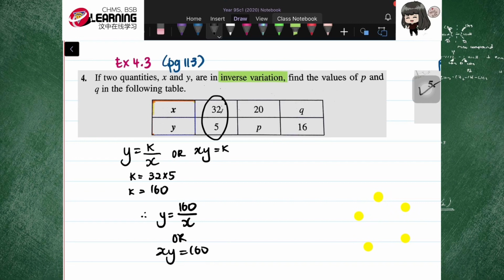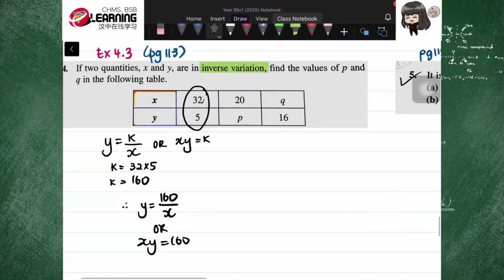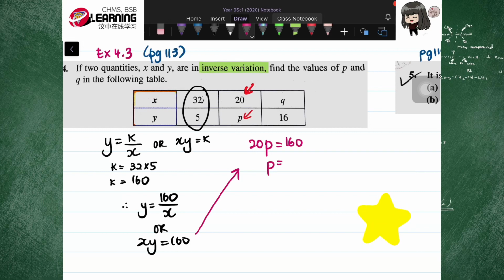So now you have to find p. You are given x now. This is your x, this is your y. So you substitute into xy. Your x is 20, I will use this 20, and your y is p. You substitute xy, and it equals 160. So you can find your p: 160 divided by 20, and you get 8. Please note that 20p, because x times y equals 160.